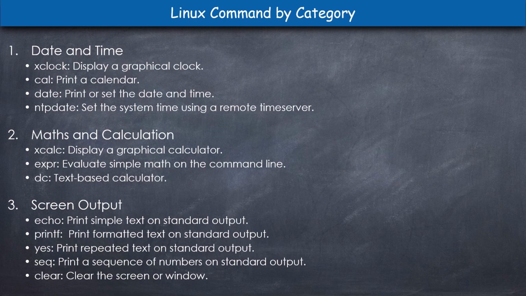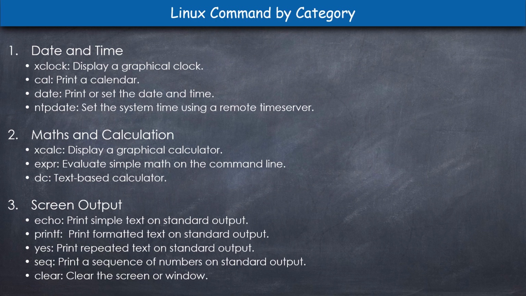Then you have maths and calculation. So you have xcal. If you want to do some mathematical things, you can use these commands. expr is very useful in different scripts. If you want to do some calculation inside a shell script, you can use the expr command. And then the dc command is a text-based calculator. So these are different mathematical or calculation related commands.